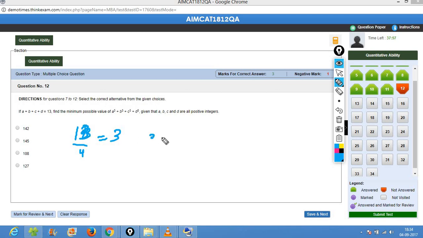So three numbers I will take as 3, 3, 3, and another number I will take as 4. So these are very close to each other. 3 cube is 27, 27 into 3 is 81, plus 64. This is 145.